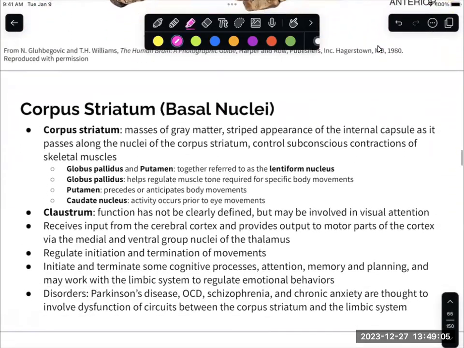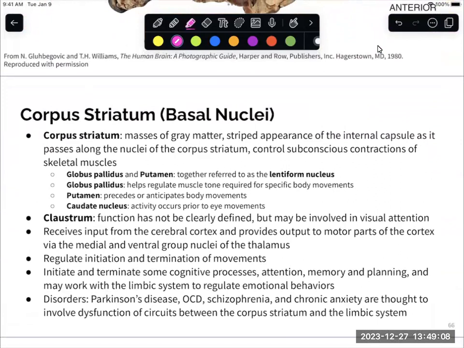So the corpus striatum, also known as basal nuclei. This is, nuclei is gray matter because it is cell bodies. It is part of this internal capsule, and it's going to go through to control subconscious contractions of skeletal muscles. So, muscles are going to help to maintain your posture.